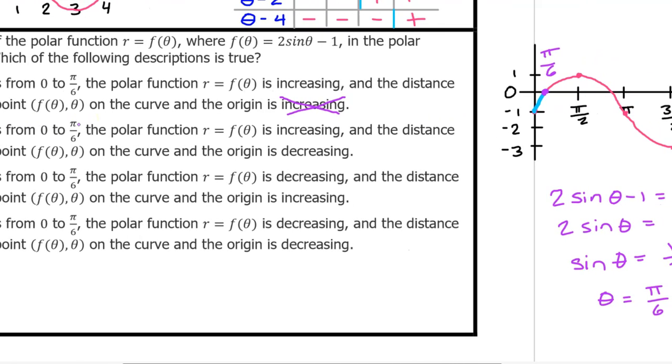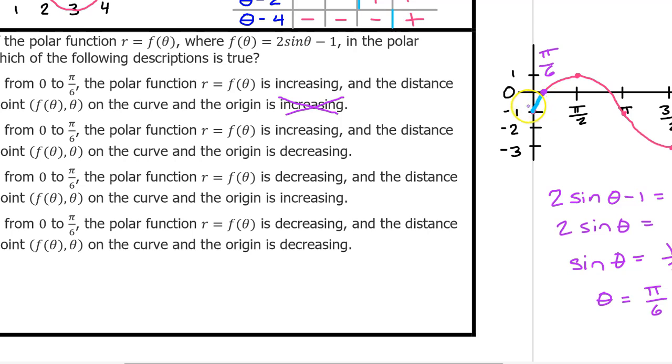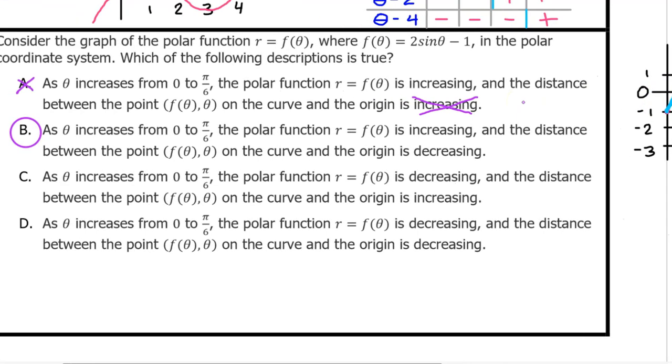Now let's look back at it one more time. The r value is increasing, while the distance from the origin is decreasing. From left to right, the r value is rising, but we are getting closer and closer to the origin, closer to 0. So the answer is B.